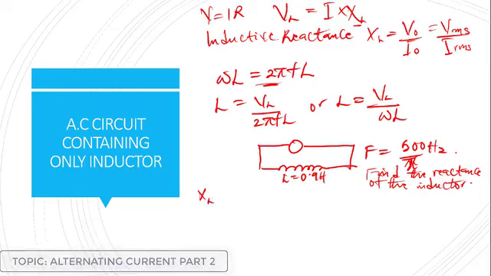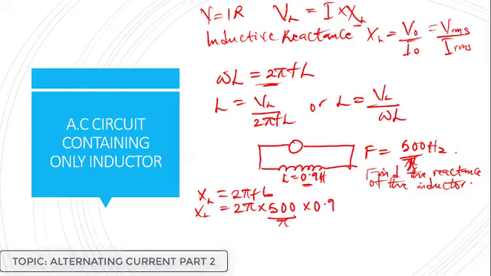So inductive reactance XL is given by 2 pi f L. So we continue. XL is equal to 2 pi times 500 over pi, which is our frequency, multiplied by 0.9, which is the value of the inductance. So our answer is 2 times 500 times 0.9, which is equal to 900 ohms. And that is the answer to this question.